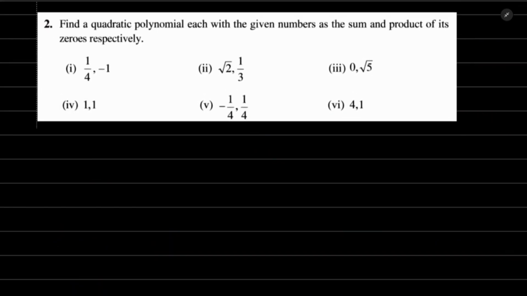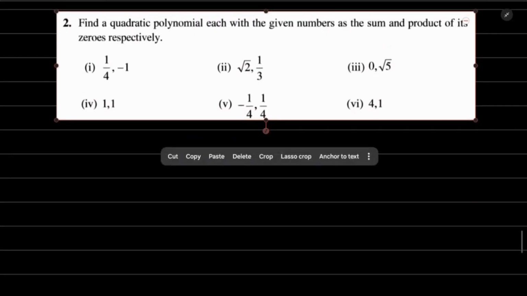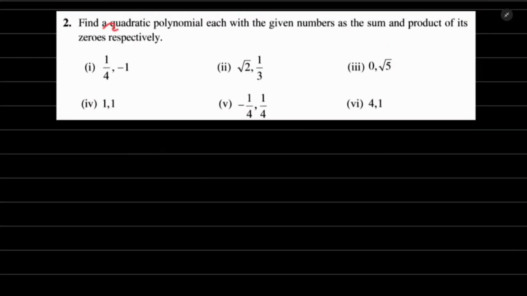Now let us go ahead with the second question of exercise 2.2. Here, find a quadratic polynomial each with the given numbers as sum and the product of its zeros. You have to find the quadratic polynomial whose sum and product of zeros is given. That means the first value is the sum of the zeros and the second value is the product of the zeros. Let's go ahead and do the first one.